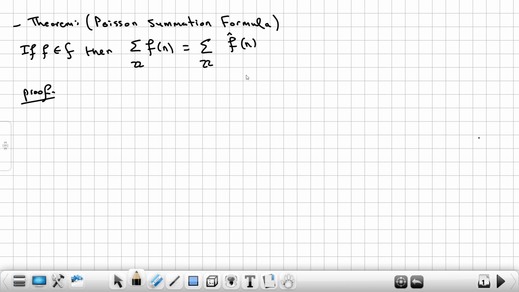So hello everyone, today we will continue in chapter 4, the Fourier Transform part 2, and we'll start with the Poisson summation formula. If f belongs to class capital F, then these sums are equal. Proof. First suppose that f belongs to F_a for some a positive, and let b be between a and 0.